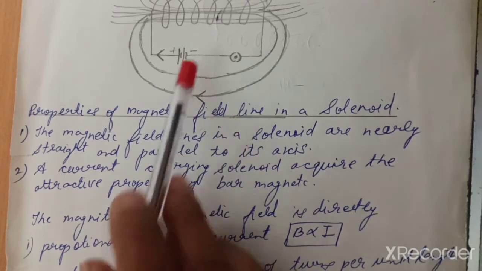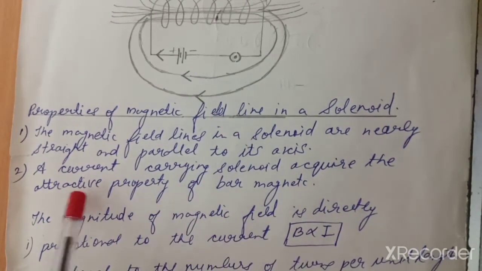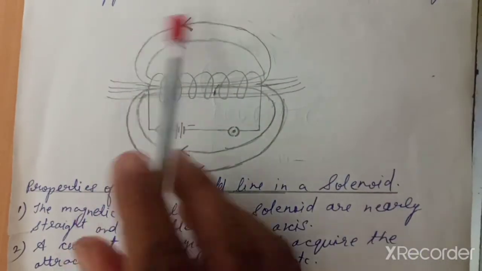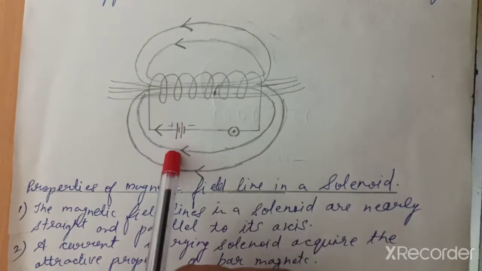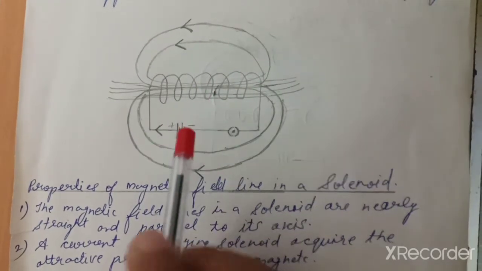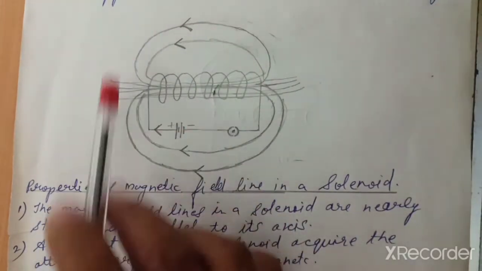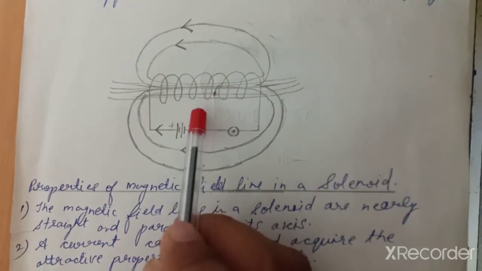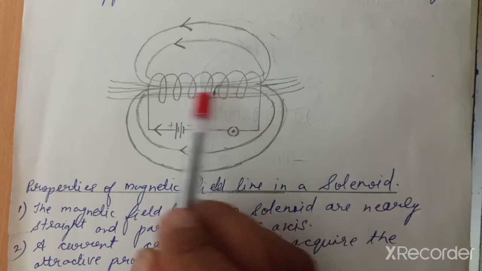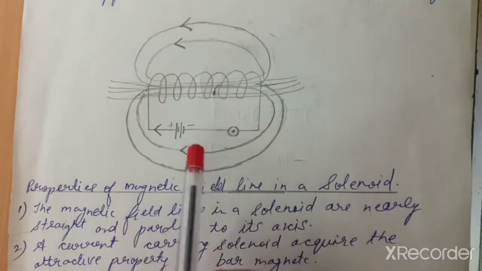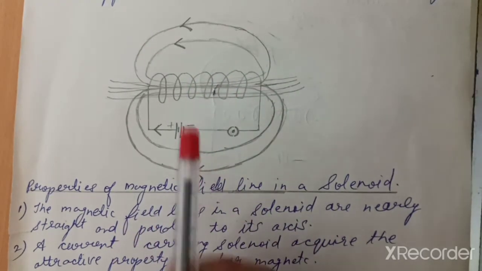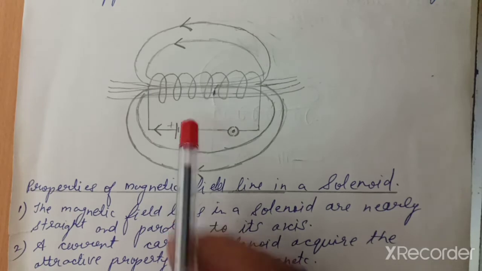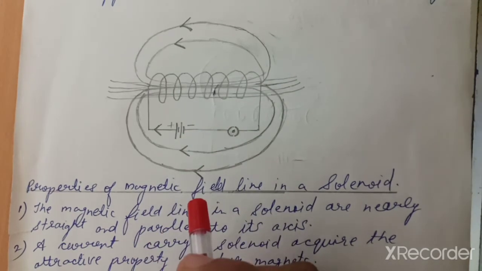Okay, these magnetic field lines are parallel to each other. A current carrying solenoid acquires the attractive property. As we are passing electricity through it, we know that whenever a conductor carries electricity, a magnetic field will be generated around it. So here also the attractive property will be there because we are passing the electric current. So this solenoid will behave as a magnet.